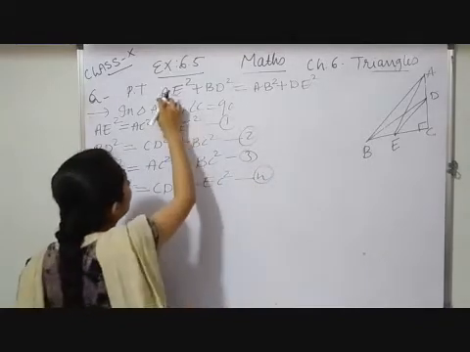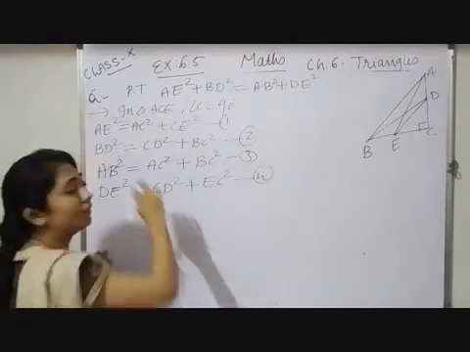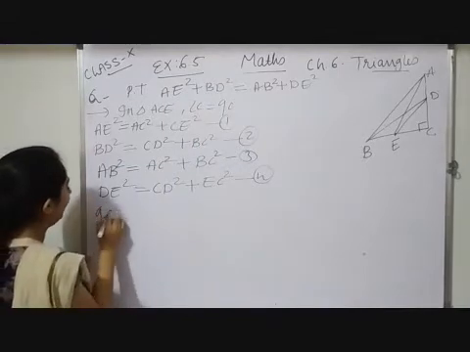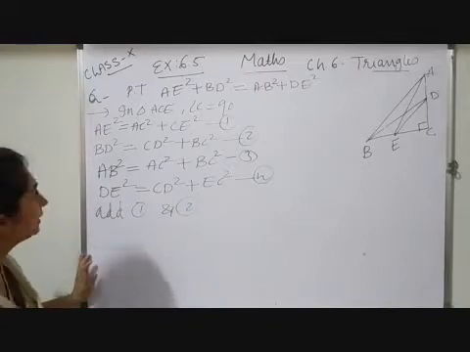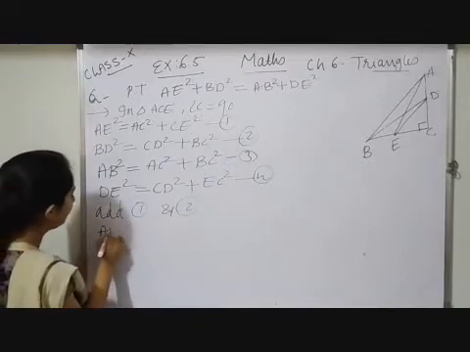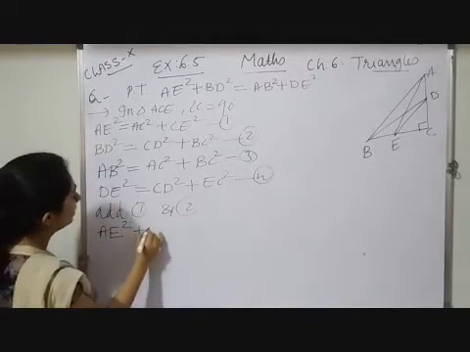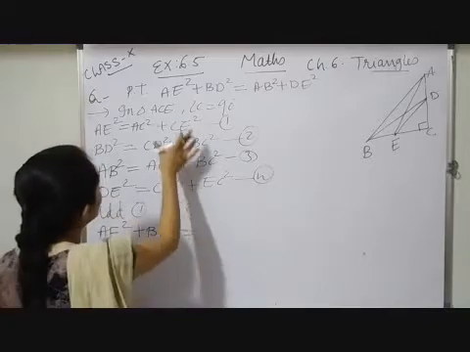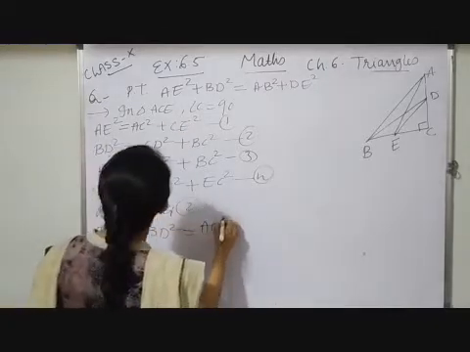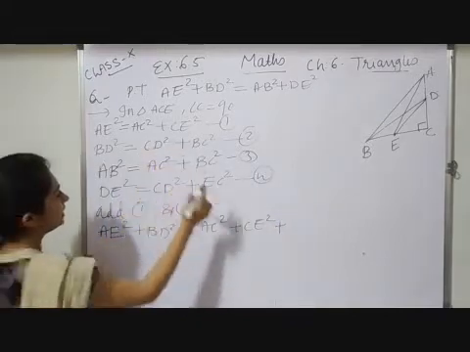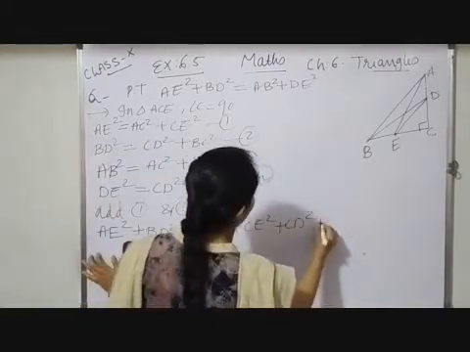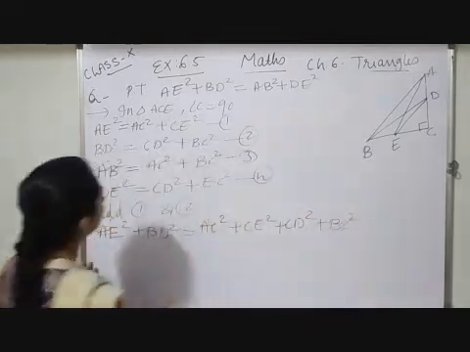Now what you want in the LHS? In LHS you have to add, so I will add 1 and 2. If I add equation 1 and 2, I will get AE square plus BD square, which equals, in the RHS I am adding, AC square plus CE square plus CD square plus BC square.